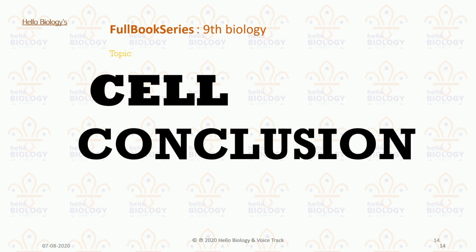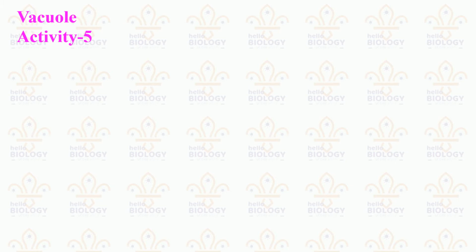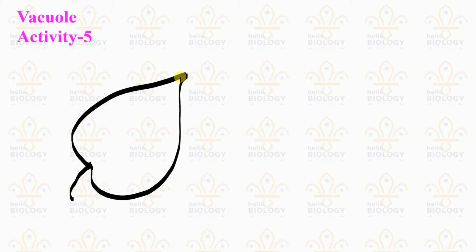First chapter, cell conclusion. The activity here is about the vacuole, and how to see it. We need to take a leaf from any succulent plant. That means an aquatic plant or a succulent plant you can take, and we need to make a cross section of the plant. For example, a cactus plant.